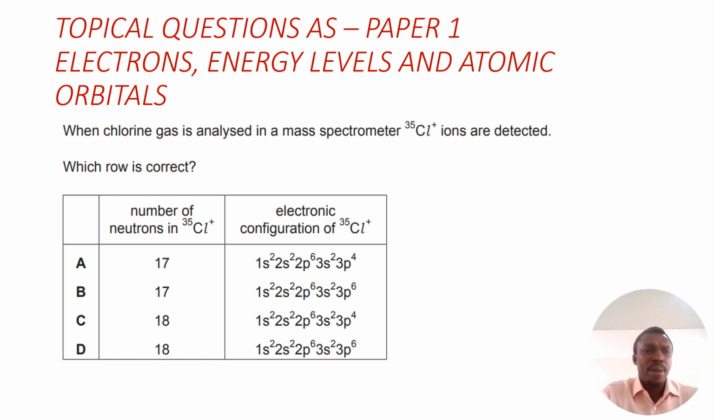So now looking at the question before us, when chlorine gas is analyzed in a mass spectrometer, ions are detected. Which row is correct? So if you look, we have chlorine.